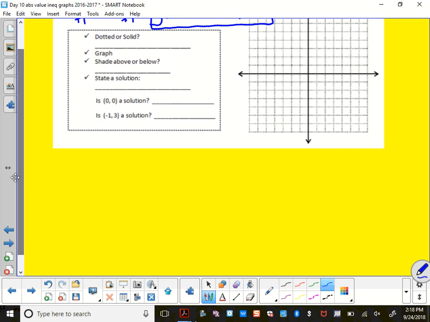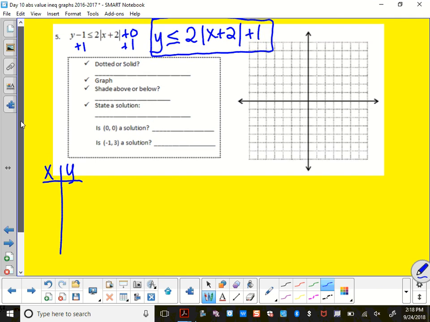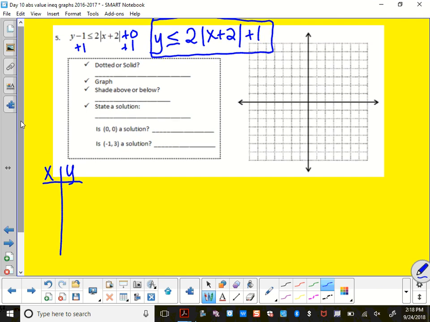So here, my vertex is going to be what, Jeffrey? What's the opposite of positive 2? Negative 2. My last number stays the same, 1. Right? Are you guys getting the vertex stuff?